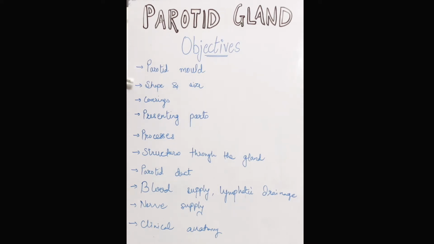Parotid mold, shape and size of the parotid gland, what are the coverings of the parotid gland, presenting parts of the parotid gland, what are the processes, what are the structures passing through the gland. We will also discuss about the parotid duct, which is also known as the Stenson's duct, its blood supply, lymphatic drainage, nerve supply and clinical anatomy related to the parotid gland.